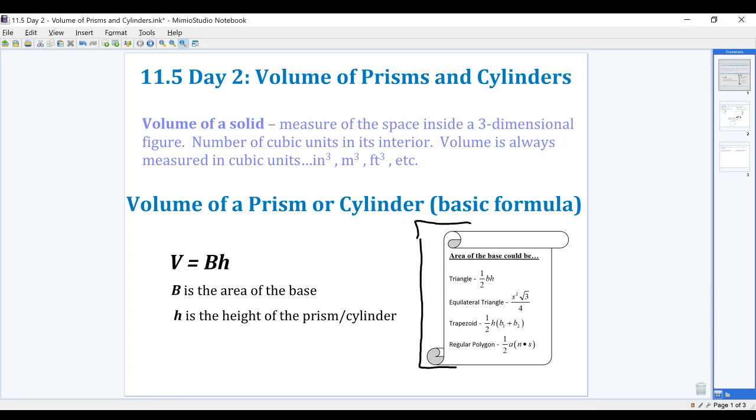Those are duly noted. Volume of a solid: the measure of the space inside a three-dimensional figure, the number of cubic units in its interior. Volume is always measured in cubic units, so inches cubed, meters cubed, feet cubed, things like that. A lot of volume is going to be the area of the base times the height. Kind of similar to what we did before, but obviously this time we're finding the volume and not the surface area.